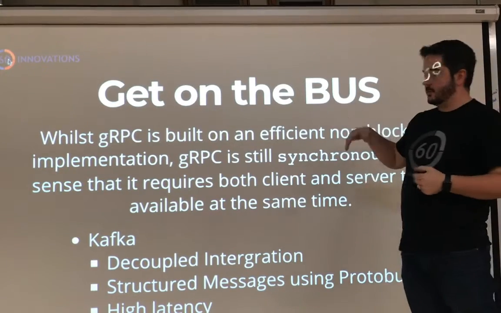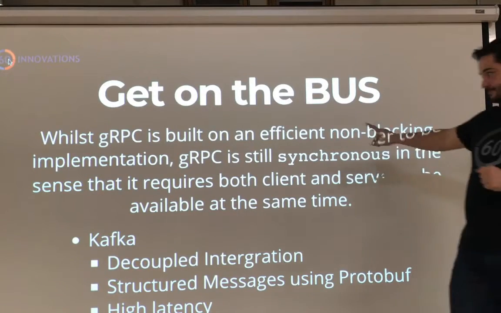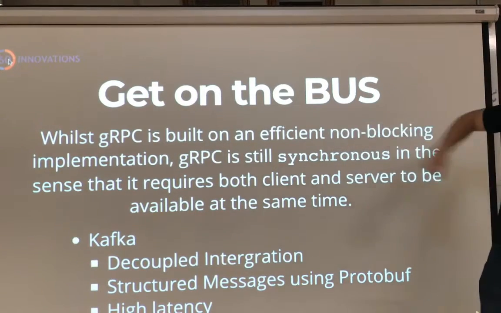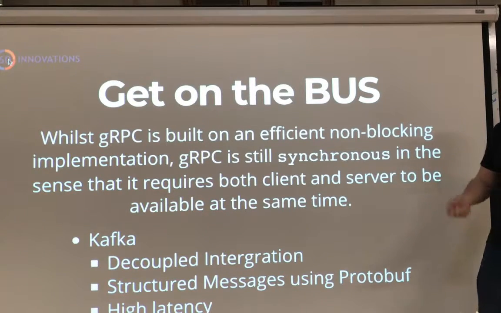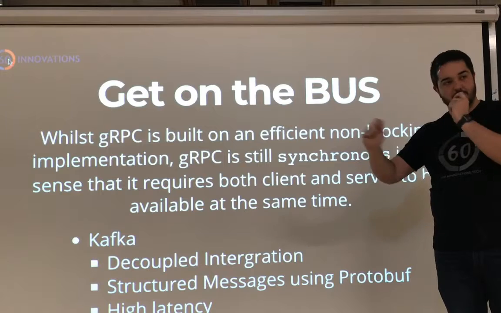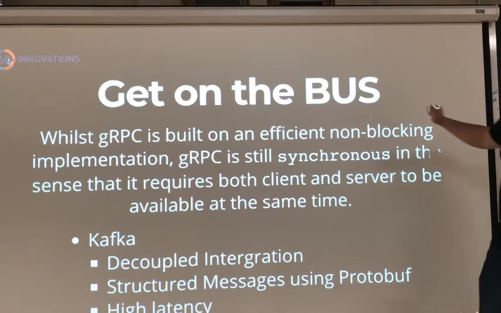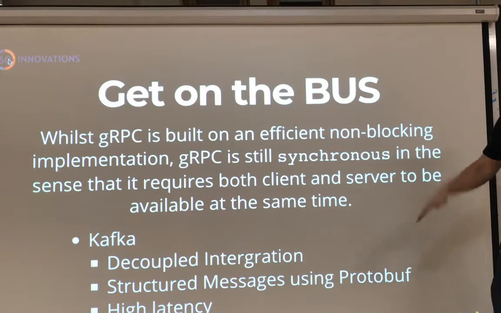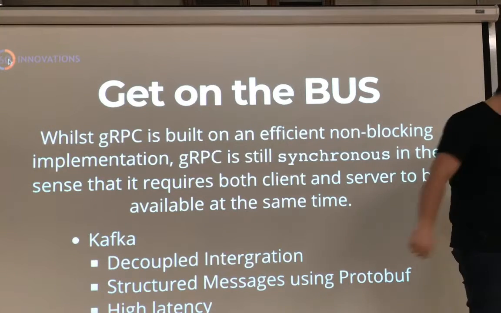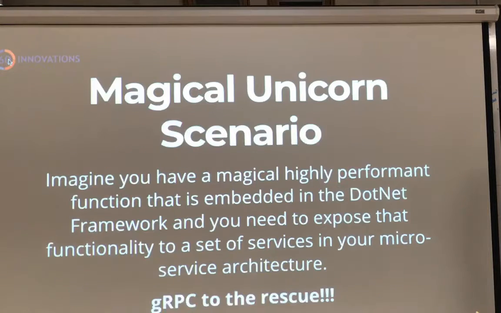So people got a little bit confused when I explained this earlier to some people. Whilst gRPC is built in a reactive, non-blocking way, it still provides a synchronous connection between the two, the client and the server. So use Kafka. If latency is not an issue, use Kafka. I think that's the summary of that slide. I mean, other message buses exist, but I don't know what you use.